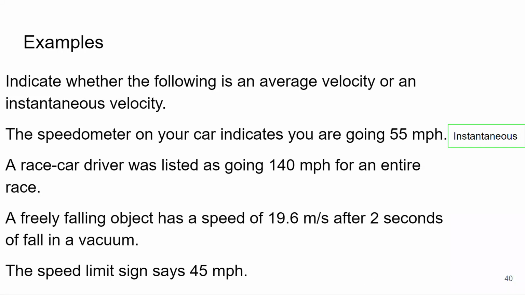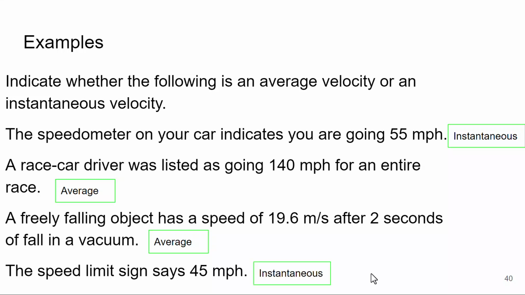A race car driver is going 140 miles per hour for an entire race. Well, that's going to be an average because it's over the course of a long duration. A freely falling object that has a speed of 19.6 meters per second after 2 seconds, well, that's going to be an average after a certain amount of time has occurred. A speed limit that says 45 miles per hour will be instantaneous, as that is the speed at that specific moment.